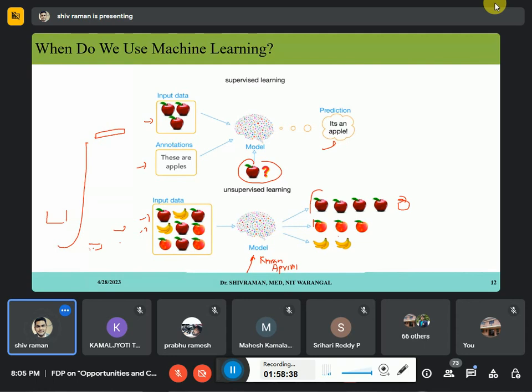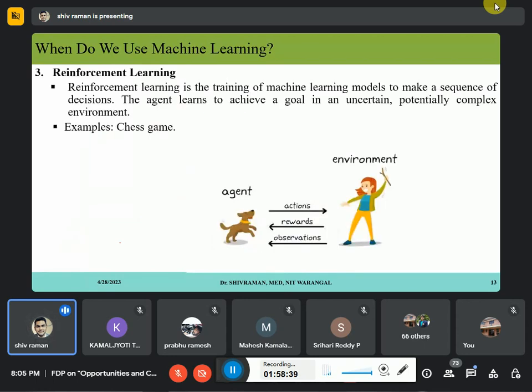and he or she will pick up that chocolate. Next is reinforcement learning. Reinforcement learning is significantly used nowadays in the advanced area of robotics, where robots are taught to perform certain tasks. Initially, reinforcement learning was applied to games, especially chess games.